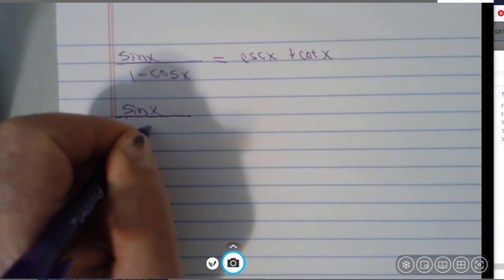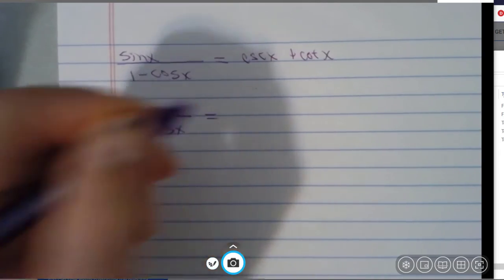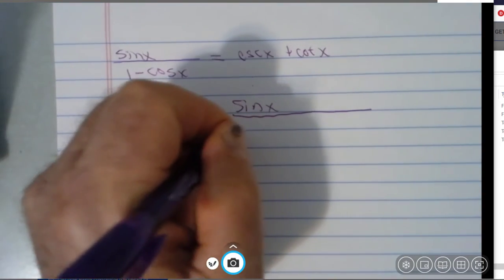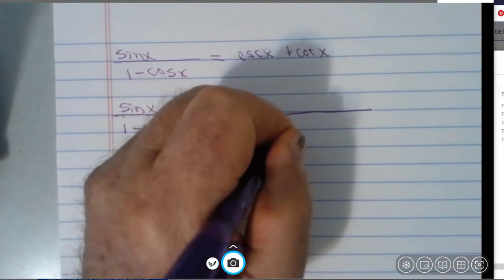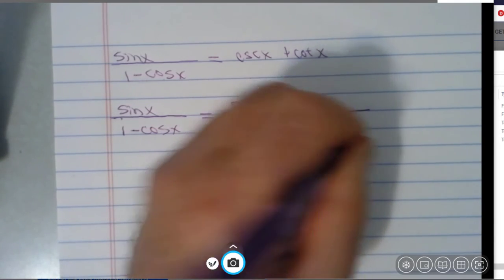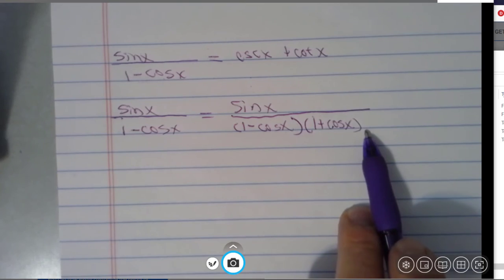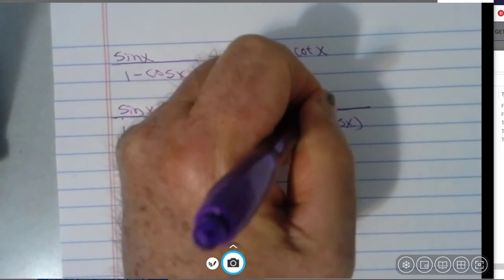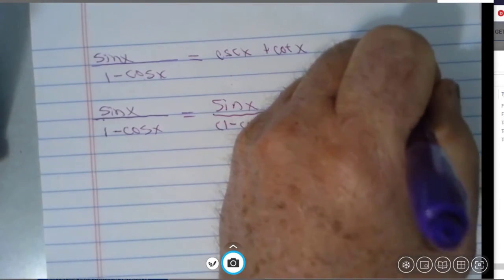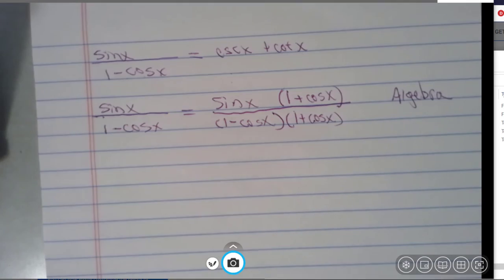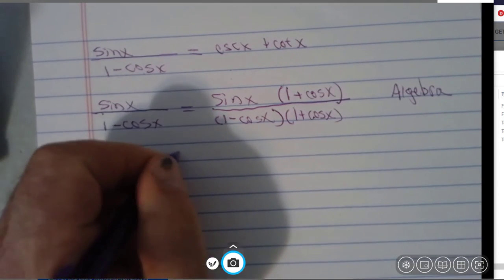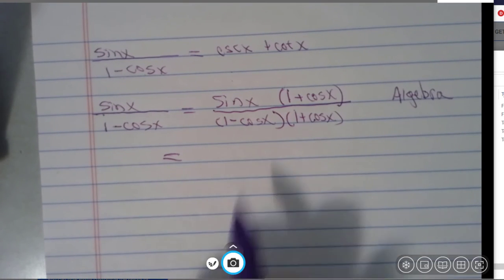I'm going to start with this, and I'm going to move to this. Now, I can't just stick a factor of 1 plus cosine of x in the denominator unless I also multiply the numerator by that. And what I'm doing here is nothing other than algebra. So, I wouldn't really have to know what these functions are to know that that's legal. Okay, once I have that much, then I can multiply this out.